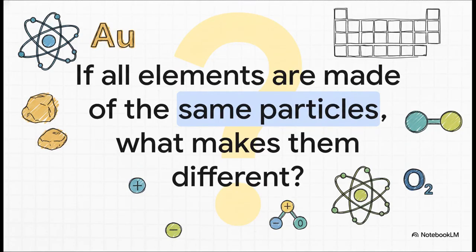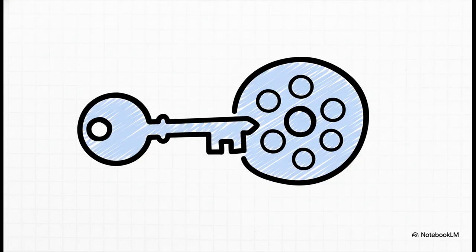But wait a second. That brings up a really important question. If a chunk of gold and a puff of oxygen are both made of the exact same 3 particles, what makes one a shiny heavy metal and the other a gas we need to breathe? This is a concept the ASVAB absolutely loves to test. And the answer, believe it or not, is incredibly simple, but it is hands down the most important rule in basic chemistry. An element's identity is decided by one thing and one thing only: how many protons it has in its nucleus. That's it. That's the secret.